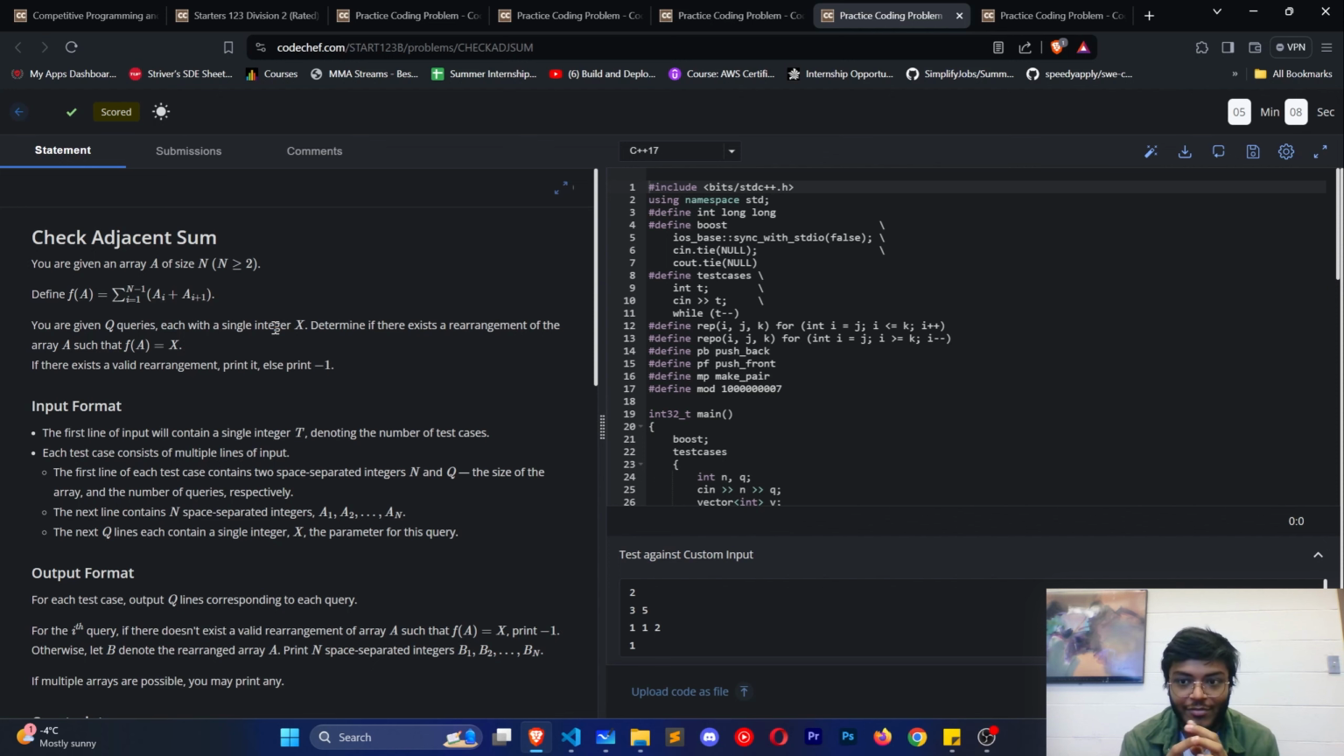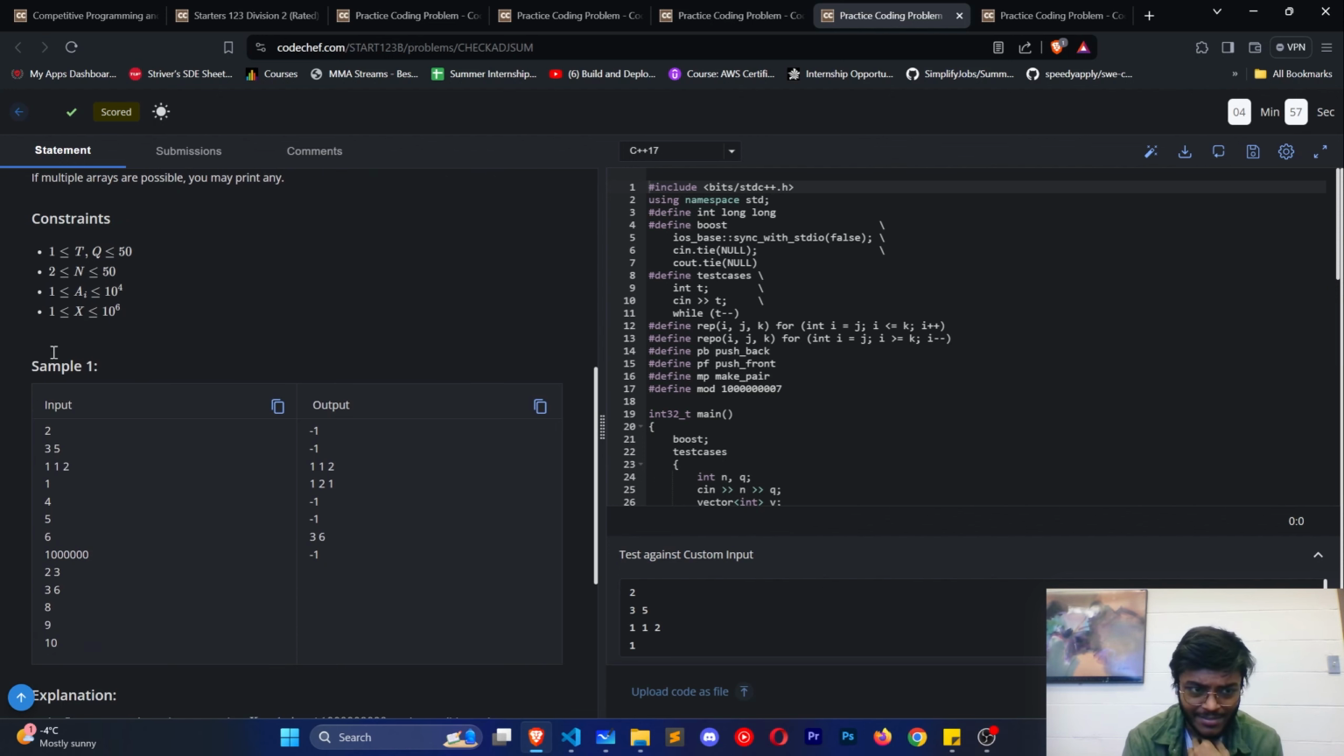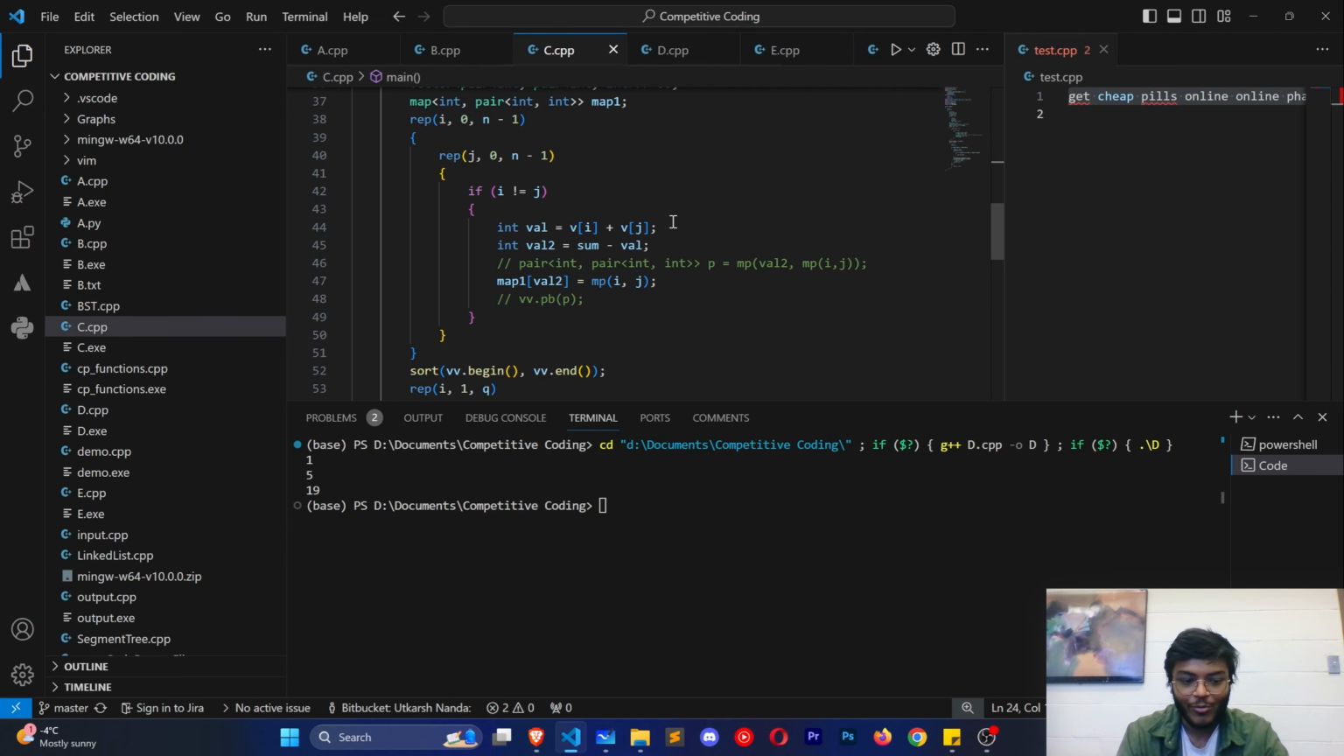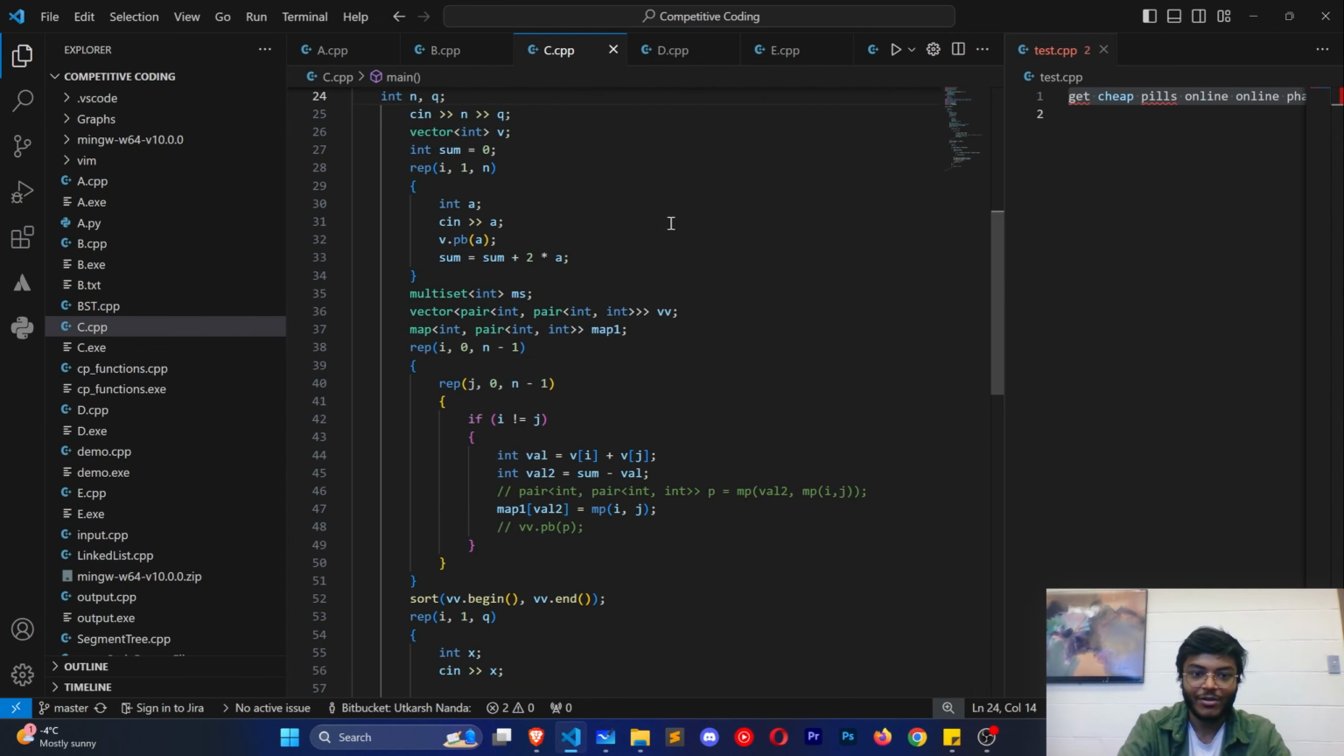So the sum of pairs, is it x or not? Does an arrangement like that exist? Else print minus 1. Okay. And if you see, the number of test cases is low, 50, and n is 50, and x is only 10 power of 6. So most likely, if the situation is like that, it will go to order of n square and cube. We can go and try to implement that kind of an algorithm as well.